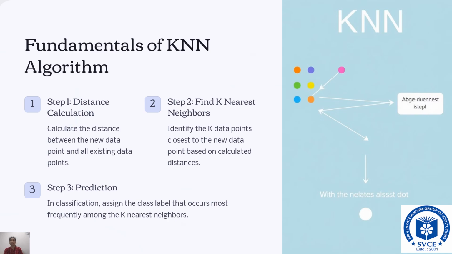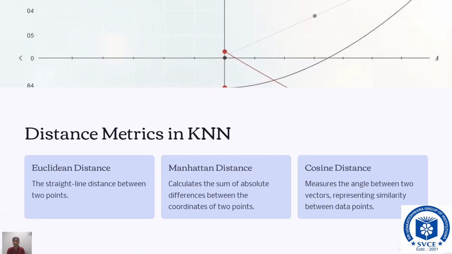There are different distance metrics in the KNN algorithm. Let us see all the distance metrics now. First one is Euclidean distance. That is, the straight line distance between two points is called Euclidean distance. As we know, the formula of Euclidean distance is the square root of (x2 minus x1) whole square plus (y2 minus y1) whole square. This is the formula for calculating the Euclidean distance.